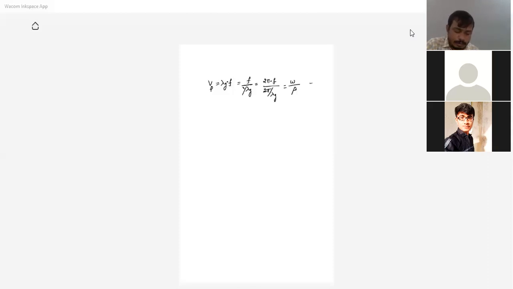So beta is equal to 2 pi by lambda g. You already know this from your phase constant. Phase constant beta is equal to 2 pi by lambda g. So now our Vp is equal to omega by beta. So now you can see the beta value.